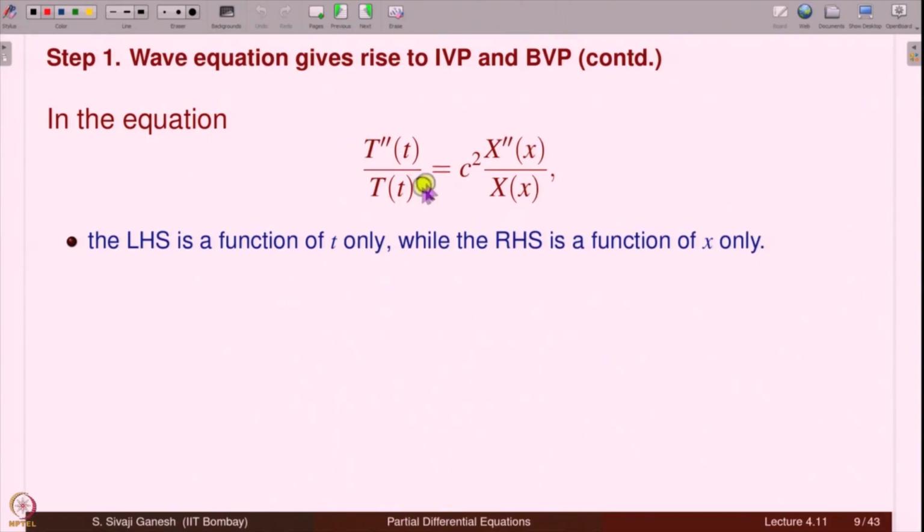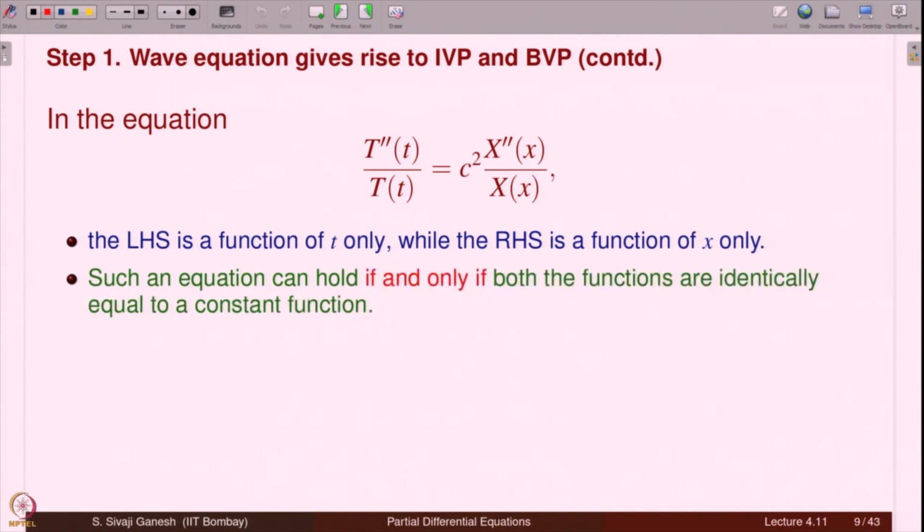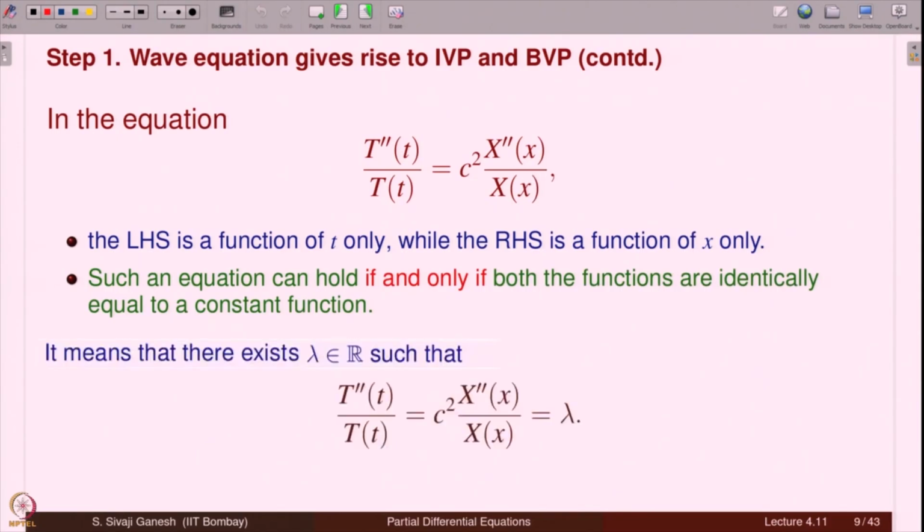So, a function of t only equal to a function of x only. So, the only possibility is that they are constant functions. So, both functions are equal to a constant function. It means that there is a lambda real number such that this equal to lambda and this equal to lambda, which is written as this. Okay, these are two equations, T double dash by T equal to lambda and c square X double dash by X equal to lambda. So, one of the tasks is to determine the lambda which arise out of these separated solutions.